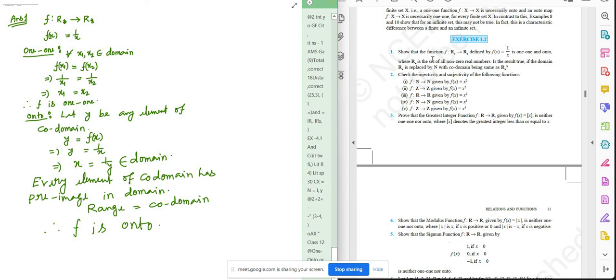Okay. Now its second part. Is the result true if the domain R star is replaced by N with the codomain being the same R star? So the answer will be no. Second part, answer will be no. The result will not be the same.